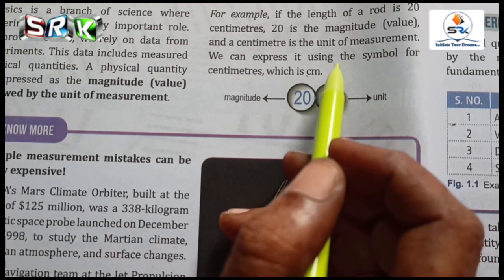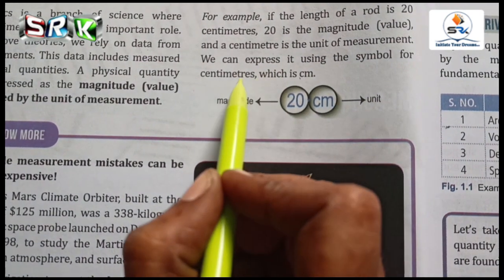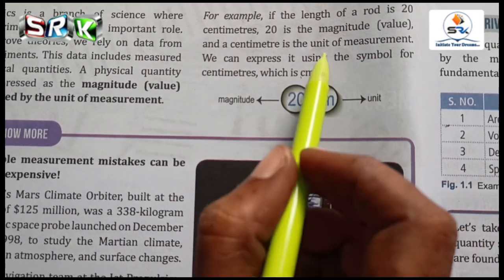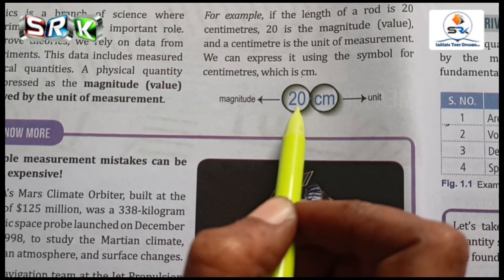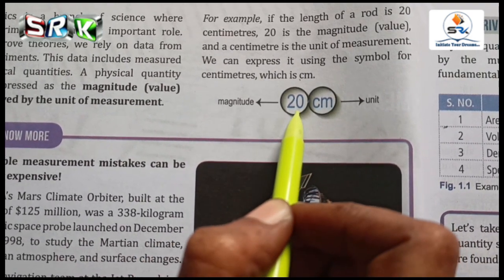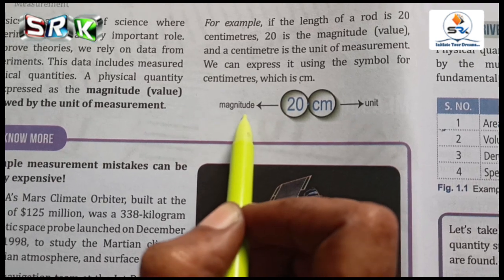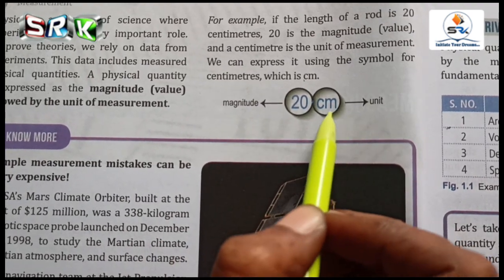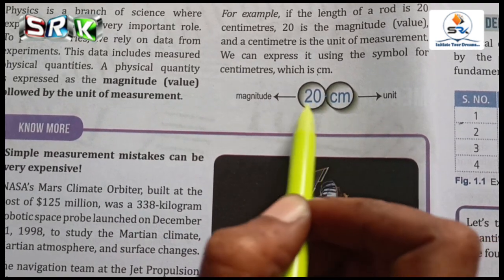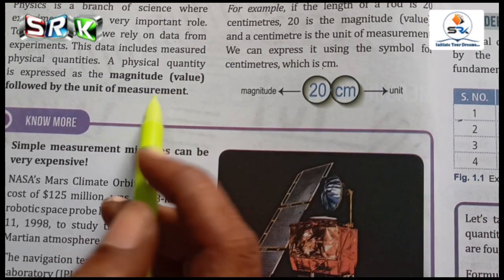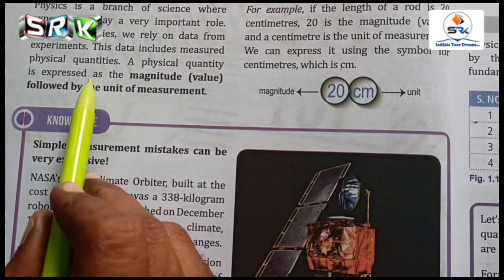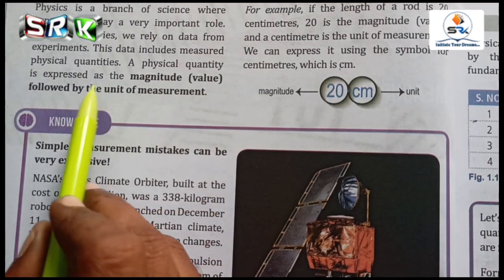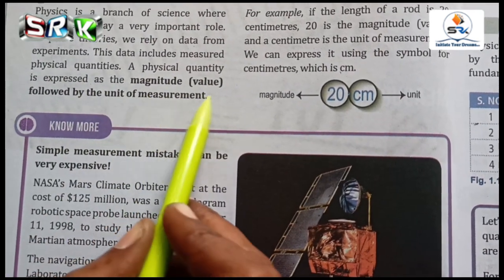For meter what we will use? m. For centimeter, cm we will use. So which one is the magnitude here? 20. 20 is the value of the rod, it gives the magnitude. And the unit is nothing but centimeter. So 20 centimeter. So a physical quantity is what? It is expressed as the magnitude followed by the unit of measurement.